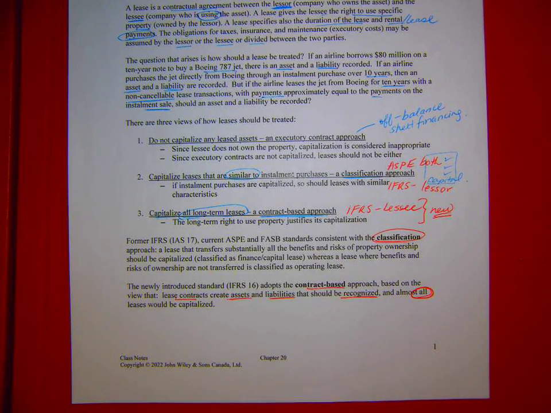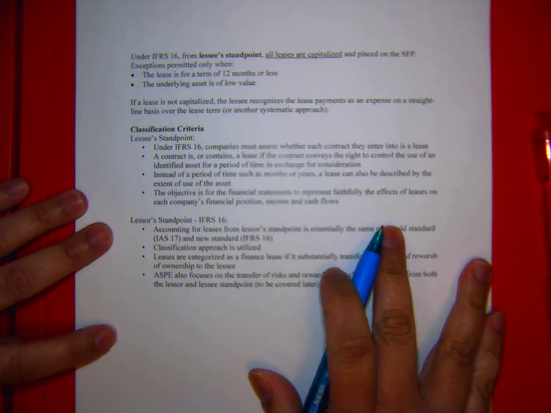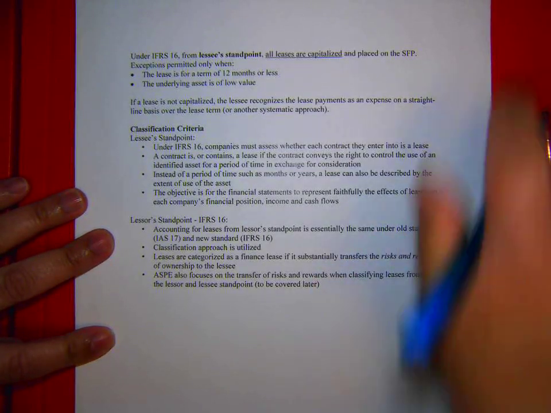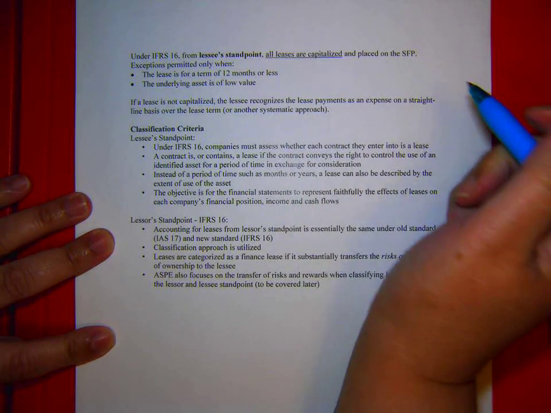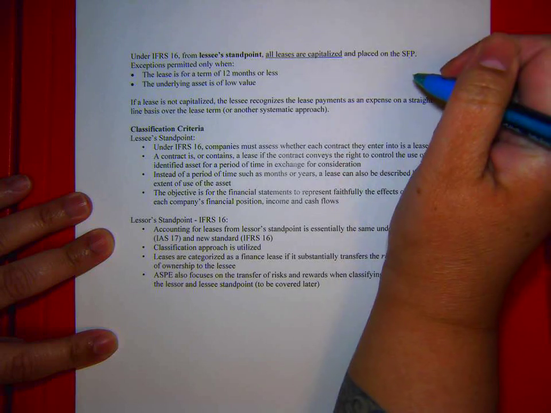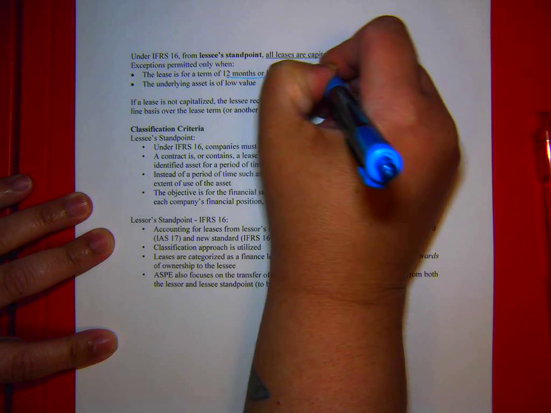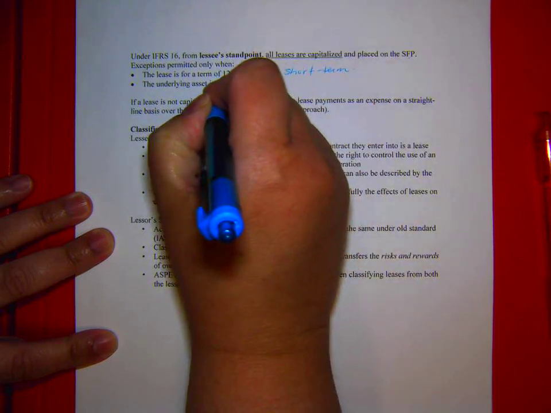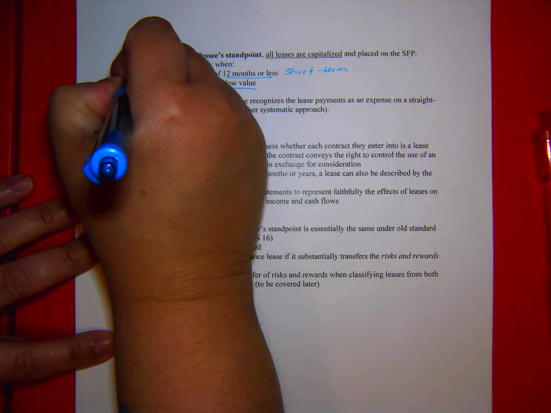Now, there are two exceptions to this. If you look on page 2, under IFRS, from the lessee standpoint, all leases are capitalized and placed on the statement of financial position except leases for a term of 12 months or less, so it's a short-term lease, or the underlying asset is of low value, so low materiality. So this is an or situation.